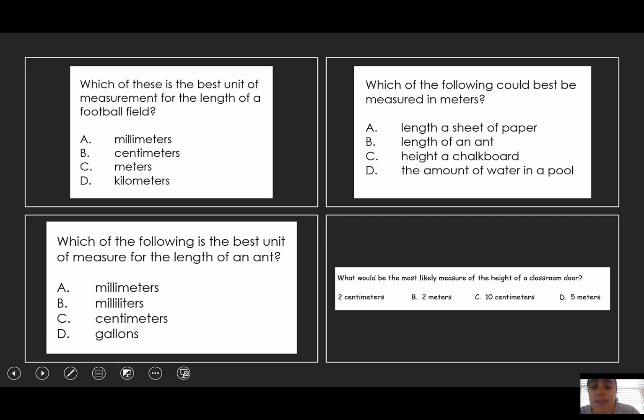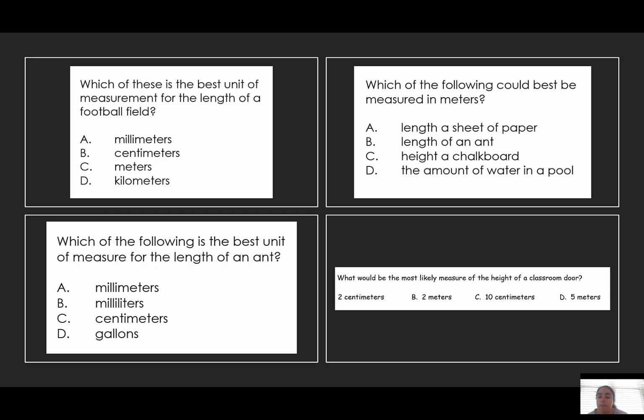All right, let's try some. I'm going to read the questions and then I'm going to give you a moment to pick the correct answer. Which of these is the best unit of measurement for the length of a football field? Millimeters, centimeters, meters, or kilometers? Which of the following could best be measured in meters? The length of a sheet of paper, the length of an ant, height of a chalkboard, the amount of water in a pool. Which of the following is the best unit of measure for the length of an ant? Millimeters, milliliters, centimeters, or gallons?